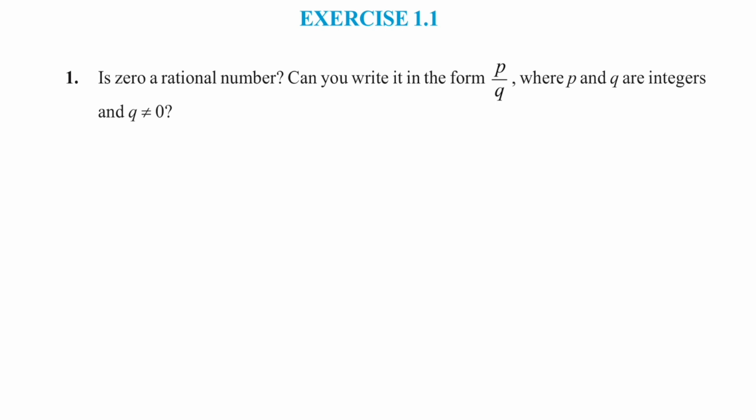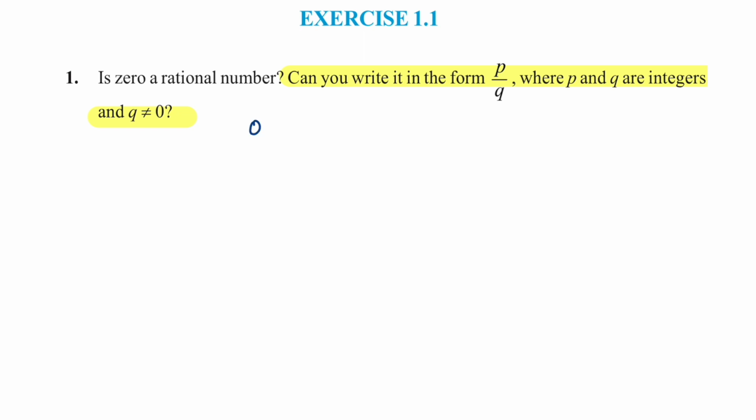Okay, now we are just going to solve these questions. We have 4 questions in this exercise, and here's the first question. Is 0 a rational number? Can you write it in the form of p divided by q, where p and q are integers and q not equal to 0? The second part of the question is just the definition itself for rational numbers, so don't worry about that. What they have asked is, is 0 a rational number?